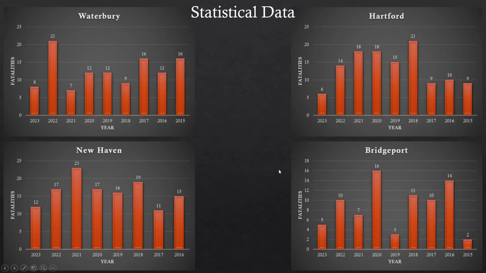Here we show fatalities per year per city. So here are just 4 examples. Again, looking back at that CSV file, it does calculate every city, but that's a bit much to put on here. So you can see Waterbury 2023 as of November, because December data wasn't in, they were at 8 fatalities.